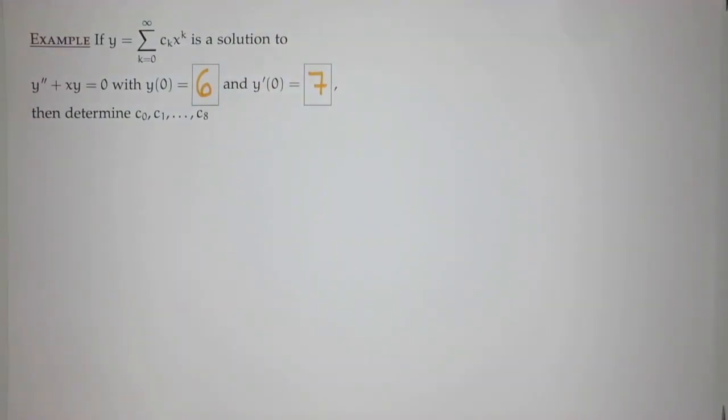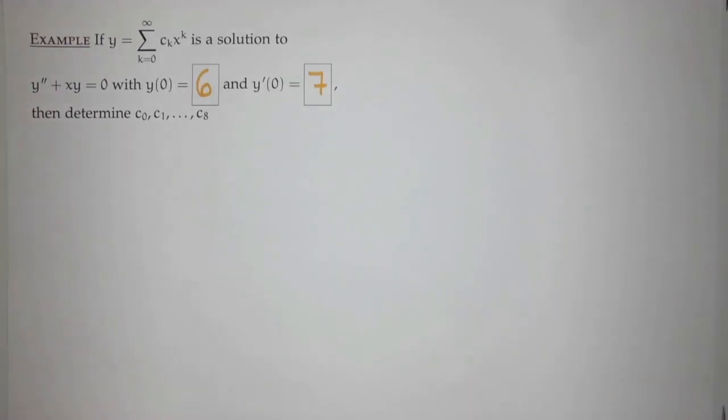So we have this solution. We have some initial conditions. And we're told to determine C0, C1, all the way up to C8. So in other words, we're trying to get some sense of what this solution looks like. And you can get a good sense of what a solution looks like by asking what the first few coefficients are. Because locally, that's how the solution will behave.